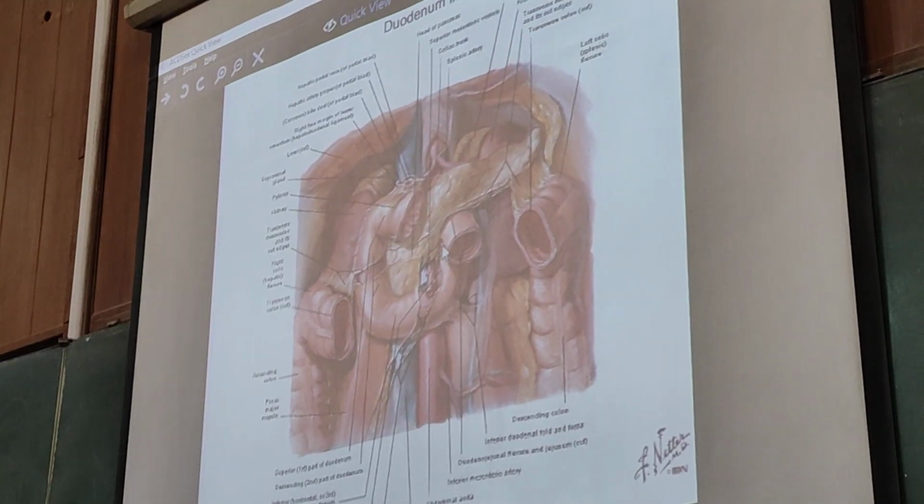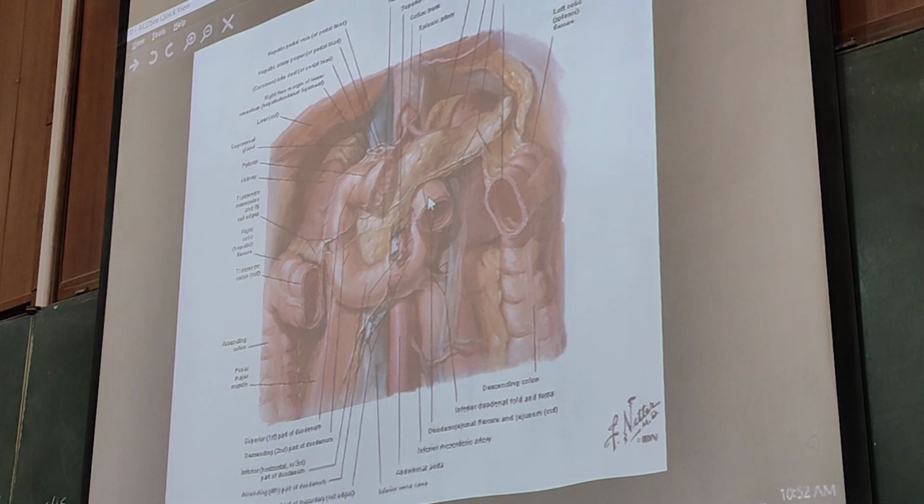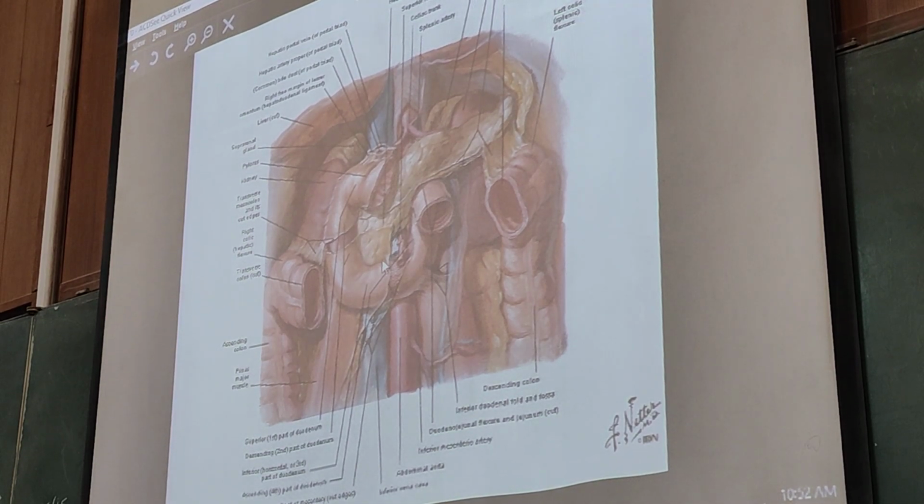First, second, third, and fourth part. And here is the duodenojejunal junction. This is the pancreas, head of the pancreas, neck of the pancreas. How can I find the neck of the pancreas?